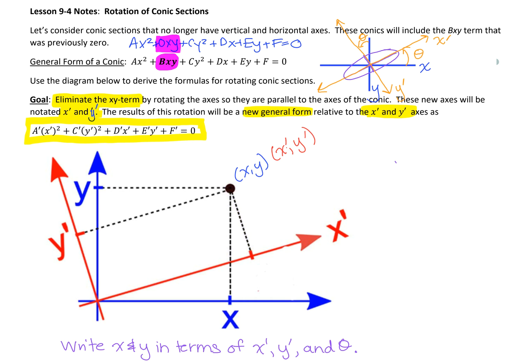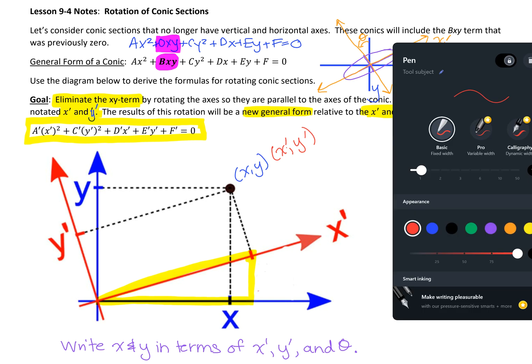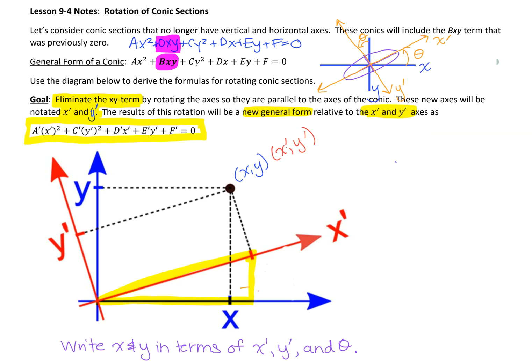So I'm going to drop a perpendicular from this point here on my x prime axis straight down. So go ahead and follow along with me on your diagrams. And with that perpendicular, I'm going to make this triangle. So you can see this yellow triangle right here. And this yellow triangle right here is a right triangle, right? So we have a right triangle there. Mark it a right triangle. And we know that the rotation from x to x prime here is theta. So this angle inside here of that triangle is going to represent theta.